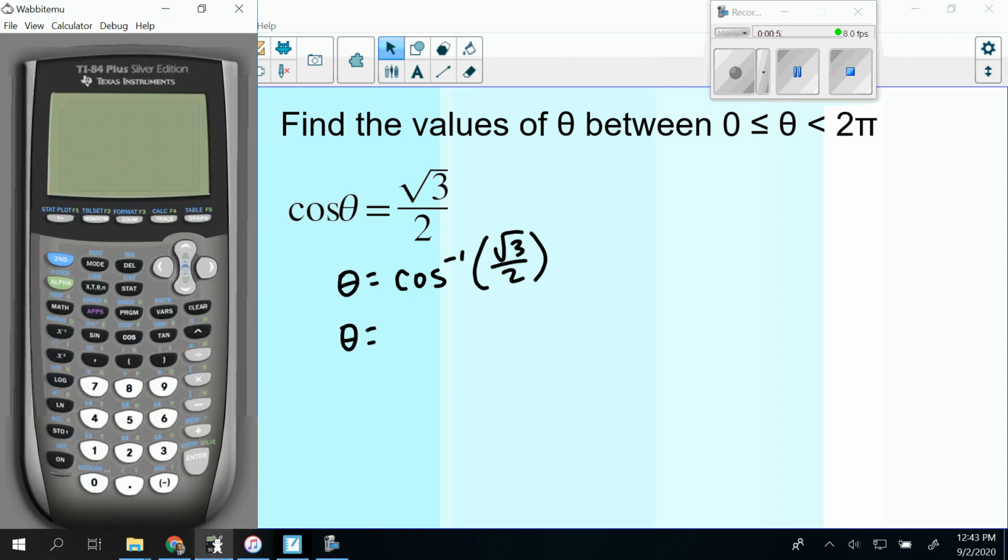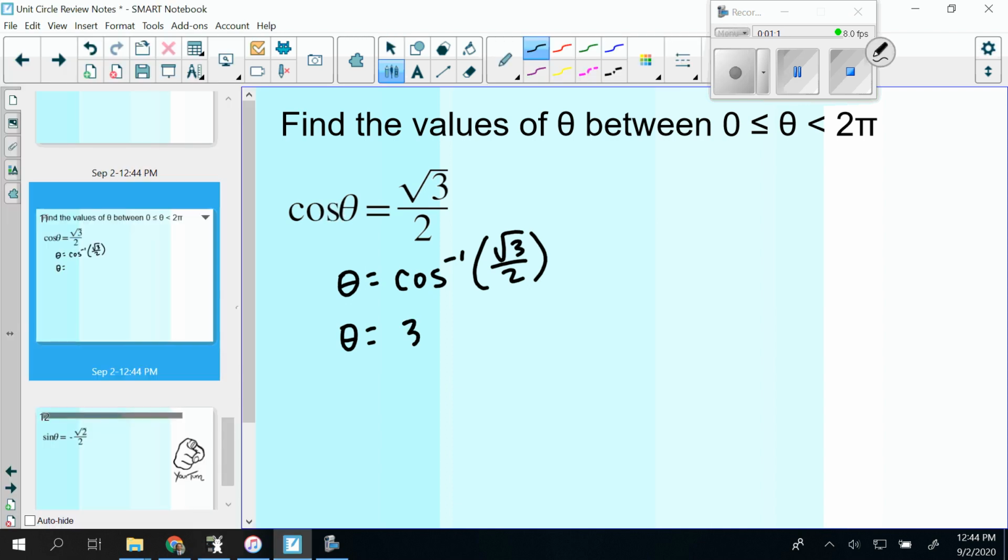So on the calculator, how you do that is hit second cosine to do inverse, and then type in square root 3 over 2. Make sure you close the parentheses after the square root. And if we hit enter, it'll tell you the angle. Now, I did it in degrees, remember, so this is telling us that one possible angle here is 30 degrees.